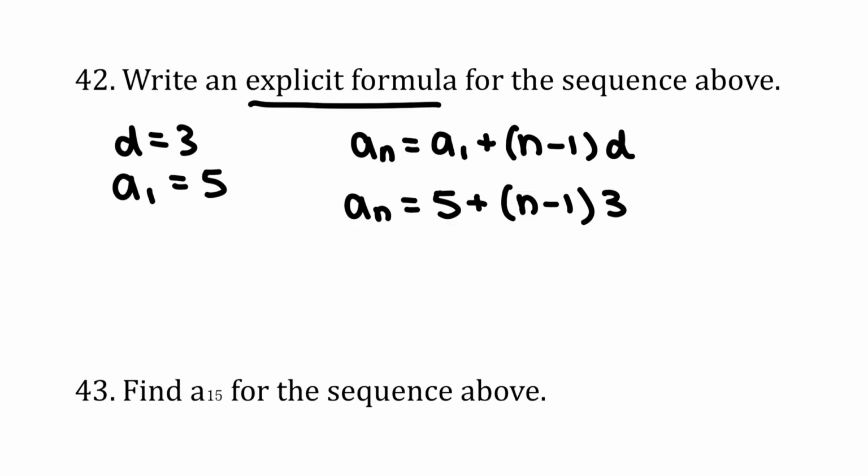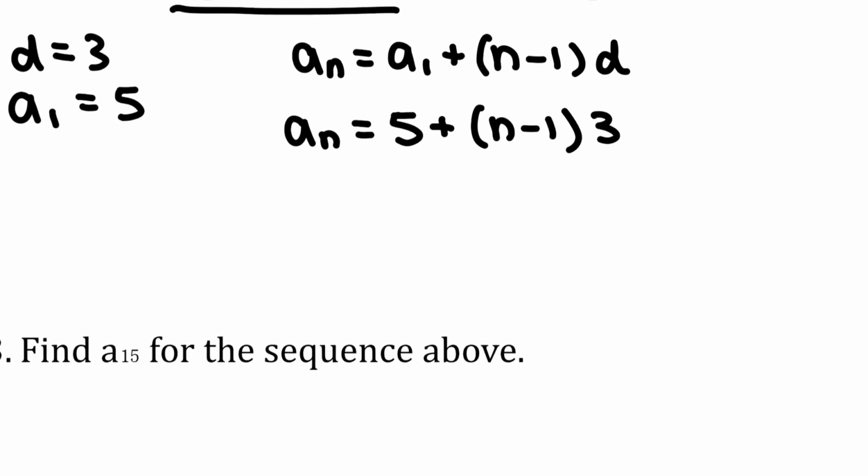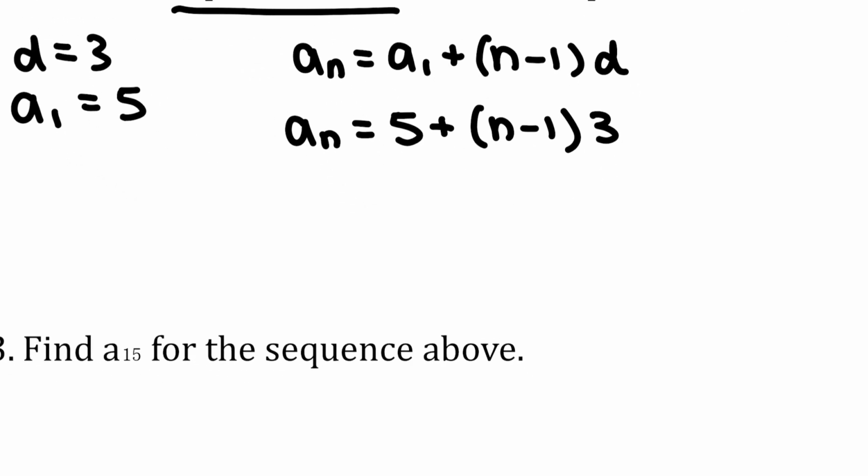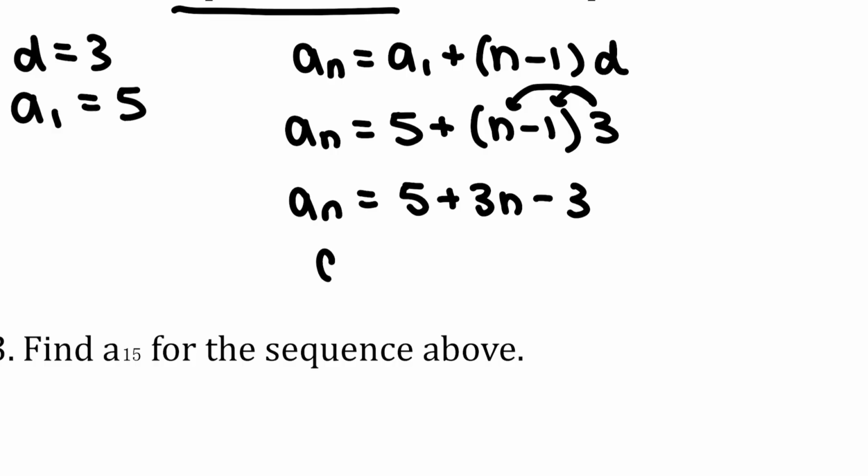Typically, we do reduce this and solve for a_n. Well, a_n's already solved for, but we want to simplify the right side. So I'm going to distribute that 3. So a_n is equal to 5 plus 3 times n, 3n, 3 times negative 1, minus 3. And when we combine like terms, we're going to get 3n plus 2.